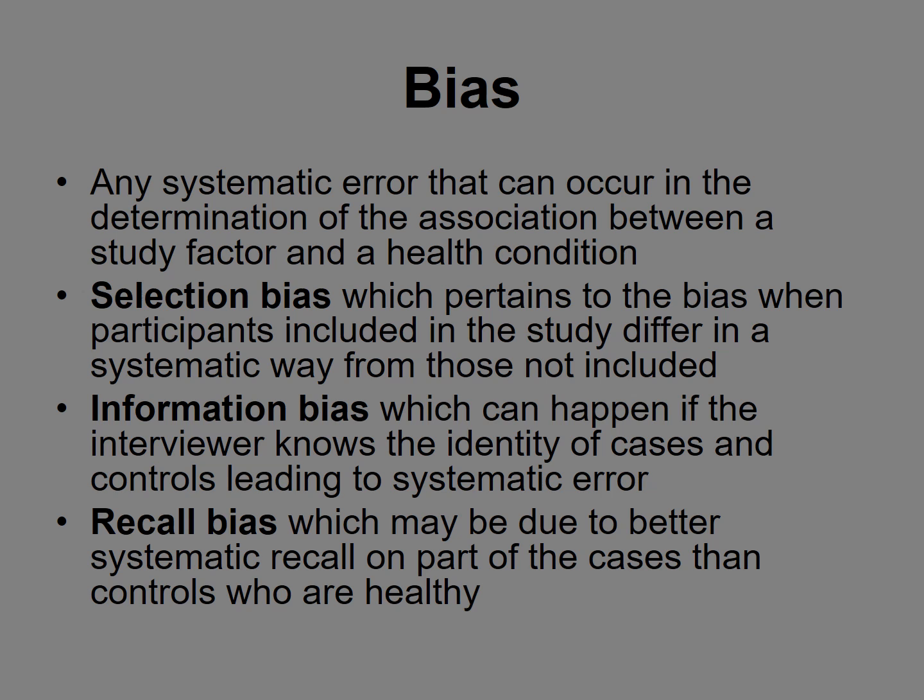Selection bias happens when participants in the study are included in a way that's different from those who are not included. A really classic example is posting flyers to participate in a study. The people who end up calling and saying, I'm interested in this study and I want to be a part of it, are systematically different than those who are not interested.